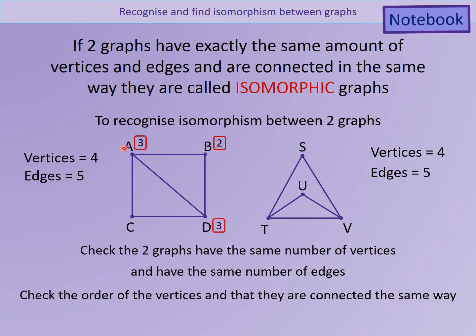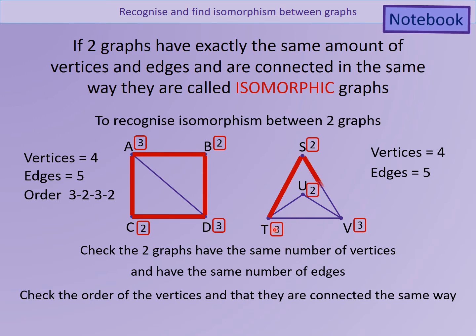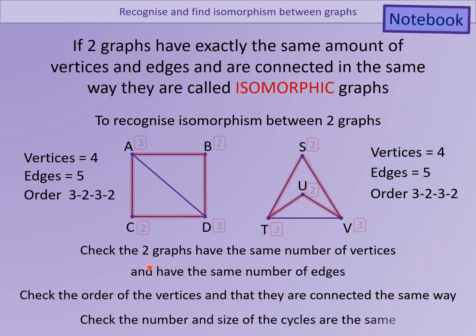If I look at the order of these vertices, I can see it's 3, 2, 3, 2. This one here is connected in that sort of pattern, 3, 2, 3, 2. If this one can be drawn with the order to create that same pattern, 3, 2, 3, 2, they will be isomorphic. And I can see that if I do it that way round, I can get this same cyclic pattern. So therefore, these two graphs will be identical. They will be isomorphic. The number and the size of the cycles must be the same.